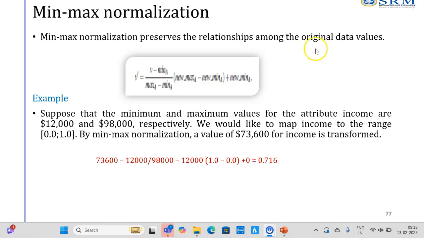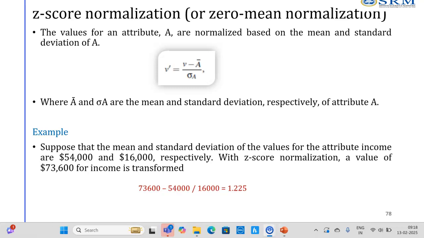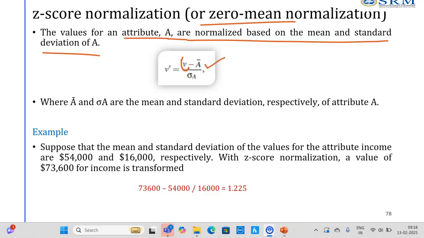So now let us see the next normalization, Z-score normalization. This is also called zero mean normalization. The values for an attribute A are normalized based on the mean and standard deviation of A. So the value that is getting transformed is V, and this A bar is your mean value, and this is your standard deviation. So now let us see the problem.